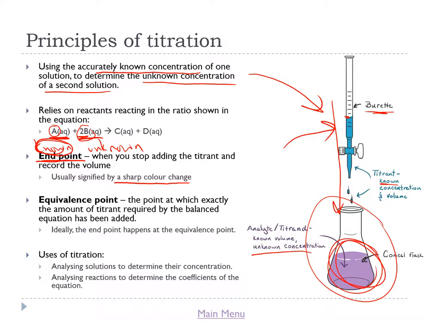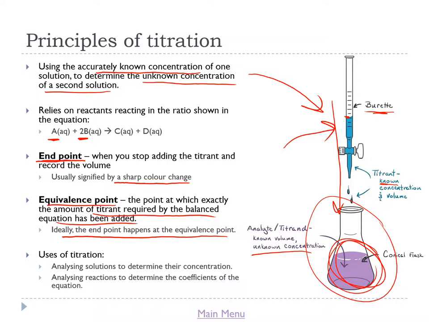Now, when we talk about titrations, we often talk about the equivalence point. The equivalence point is the point at which the exact amount of titrant required by the balanced equation has been added. So in the case of our reaction up here, the equivalence point would happen at the point where the number of moles of A is exactly half of the number of moles of B. And at that point, we've added stoichiometrically equal amounts of each, and so that is the equivalence point. And normally, if we choose our indicator correctly, then we'll find that the equivalence point and the end point are the same point.